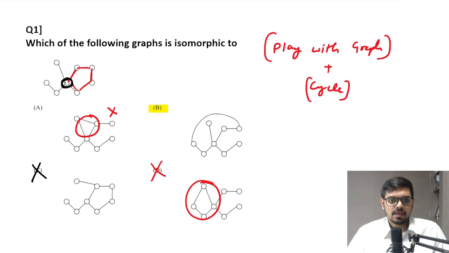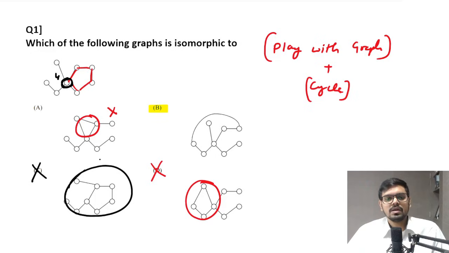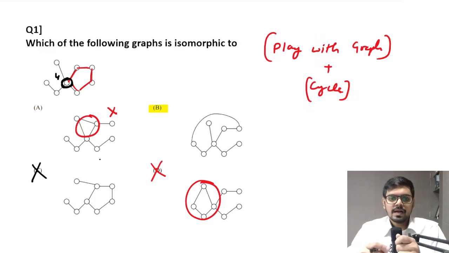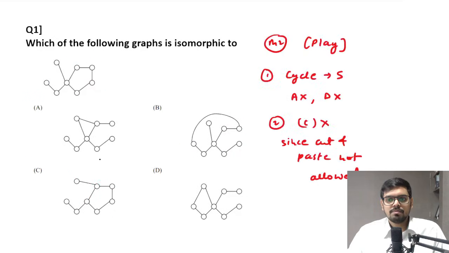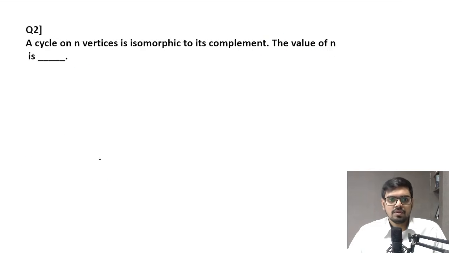So the degree for this vertex was 4, and nowhere am I getting the degree 4 for the vertex because they were doing cut and paste. If they had played with the graph, then the degree wouldn't have changed. Since they cut and paste, the degree got changed. And therefore method 2 was like playing with the graph and using the cycle to get the answer fast. Easy. To the next question.